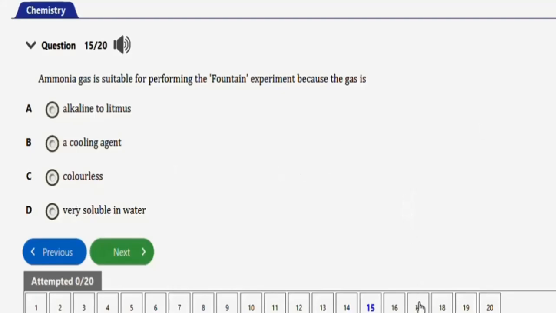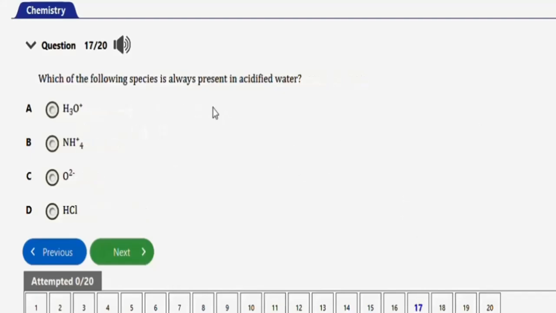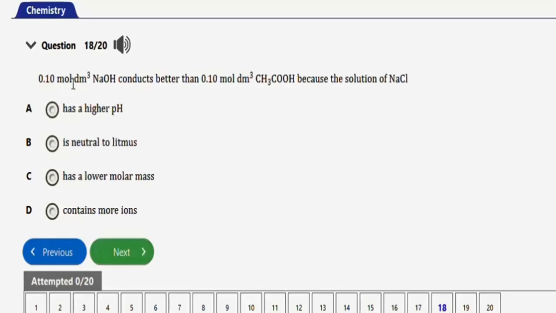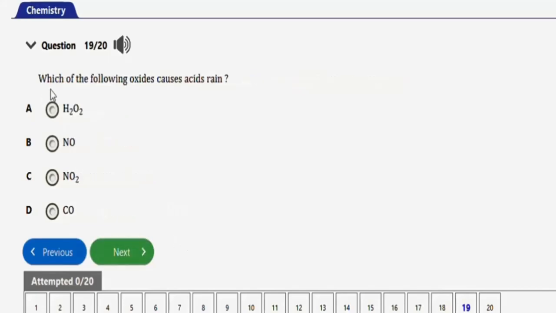Next question will be this one. Which of the following species is always present in acidified water? So the right option is option A, hydronium ion. The next question will be this one. It says 0.1 mole per dm³ sodium hydroxide conducts better than 0.1 mole per dm³ ethanoic acid because the solution of sodium hydroxide will contain more ions. Alright, that is the right answer. It is a repeated question. Next question will be this one. Which of the following oxides causes acid rain?